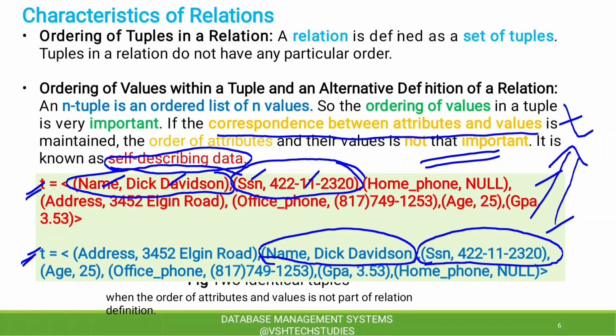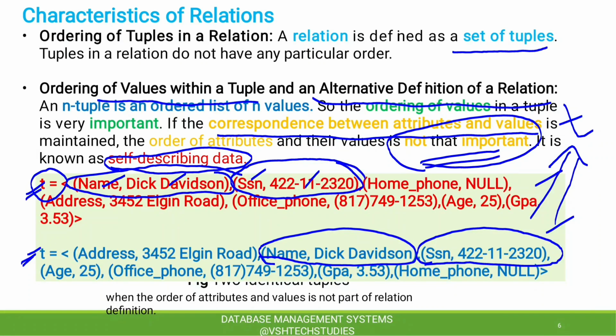In this kind of representation, the order is not important. That is the second characteristic of relation, that is, ordering of values within a tuple. An alternative definition of relation means relation is a set of tuples where order is not important, but in each tuple there is order among the attributes. But if we take attribute name and its value pair for representation, in any order they can be used to represent the tuple of the relation. Okay, that is all about the second characteristic.